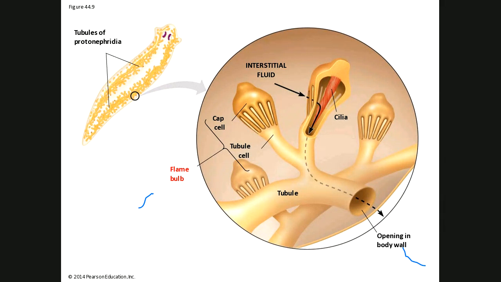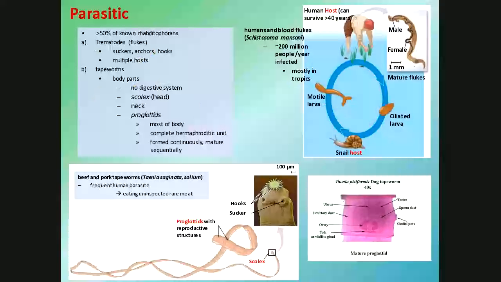Absolutely brilliant. Ooh, the parasitic ones. About half of the rhabditophorans, the small group that included the chainworms, which I'm not going to try to say the word again, are parasitic. There are the flukes, the trematodes, which have all kinds of wonderful things by which they hold onto their host: suckers, anchors, and lovely little hooks. Sometimes with multiple hosts, like the blood fluke there on the right. About 200 million people a year are infected.